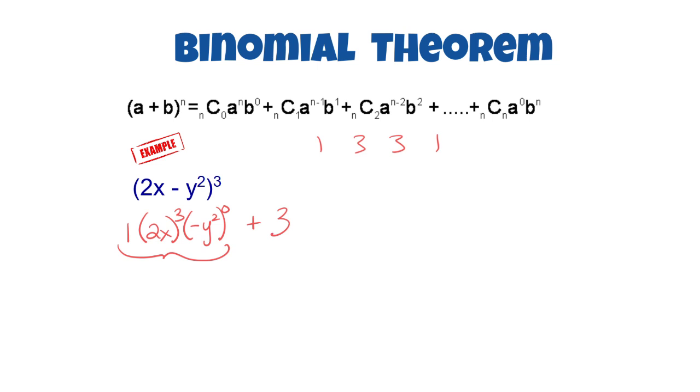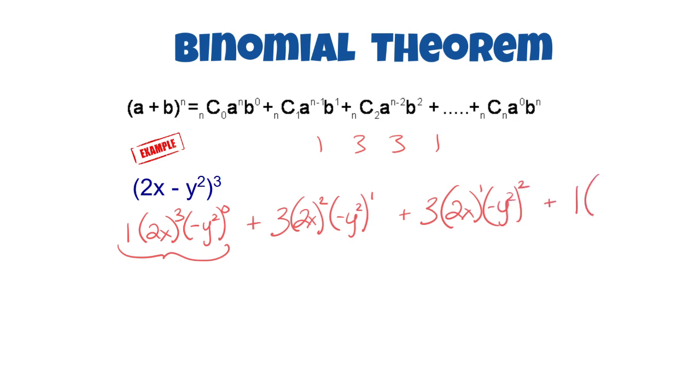Okay, my Pascal number is a 3. 2x is going to work its way down, so now it's squared. Negative y squared in parentheses, working its way up. Plus another 3 for the Pascal number. 2x is now going to only be to the first power, while the negative y squared is now squared. Plus, now you have a 1. The 2x is now to the 0, and the negative y squared is to the third. All right, so there you just get in your groove and you just write it all out. Next part, you multiply it together.